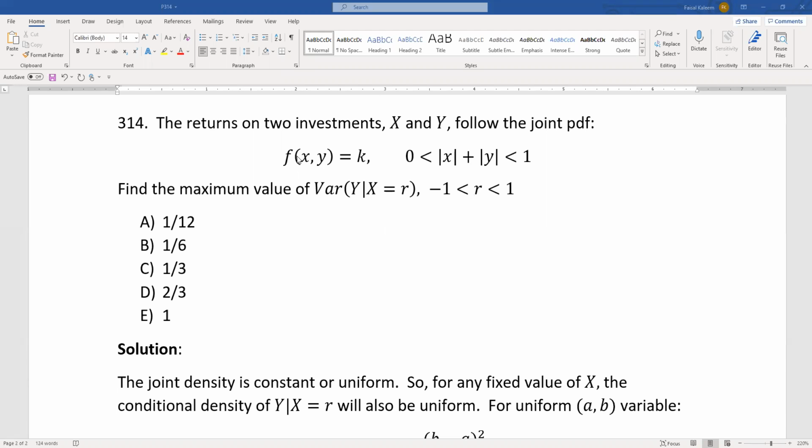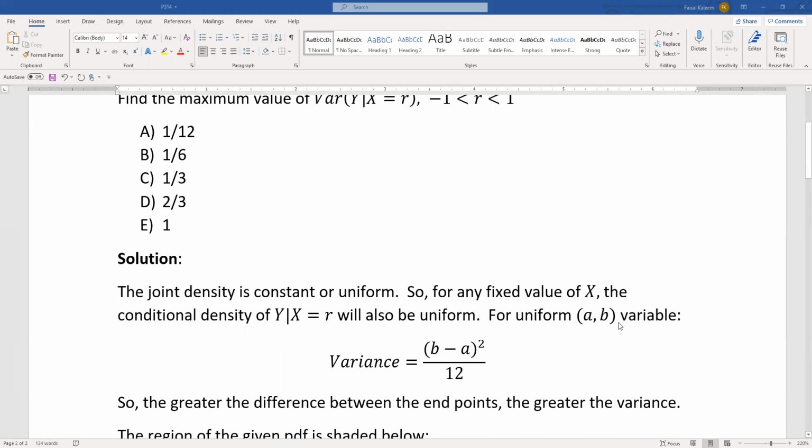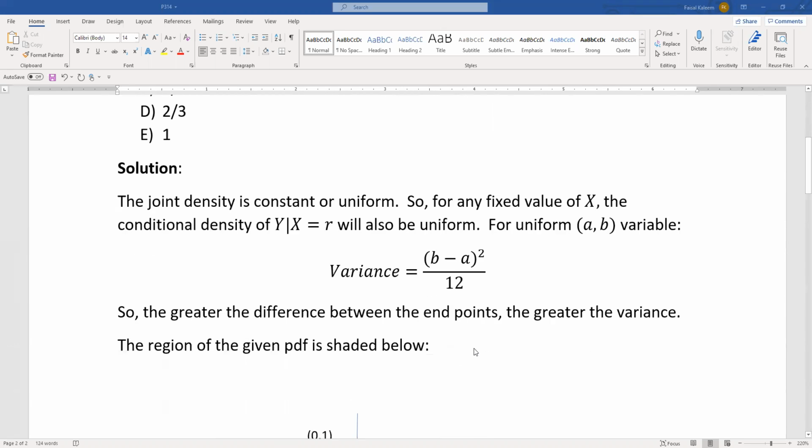Now, this joint density is constant. K is a constant, therefore it's uniform. And so for any fixed value of r here, we're fixing X equal to r. So for any fixed value of X, the conditional density of Y given X equals r will also be uniform. And we know that for a uniform (a, b) variable, one-dimensional, the variance is (b minus a) squared by 12. So this shows that the greater the difference between b and a, the greater the variance.